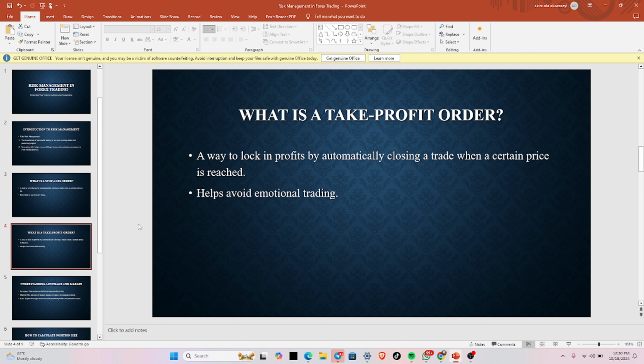What is the take profit region? It is a way to lock in profit by automatically closing a trade when a certain price is reached. Now, what take profit does for you in your trading journey is that it helps you avoid emotional trading itself. Emotional trading in what sense? Will the market reach this point? Okay, what if I leave it to this point?